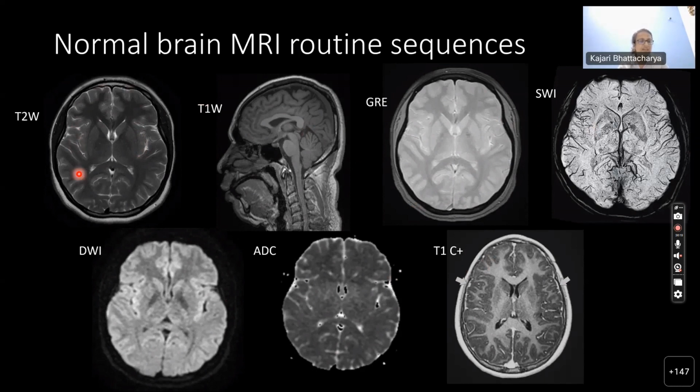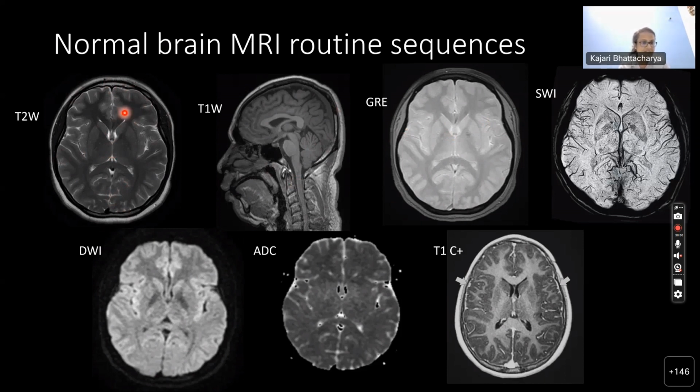So just to identify, first this is an axial plane, this is a sagittal plane, and there is a coronal plane. So there are multiple planes in which these images are acquired. And how do we identify these sequences? So first and the basic sequence is a T2-weighted sequence. How do we identify that?